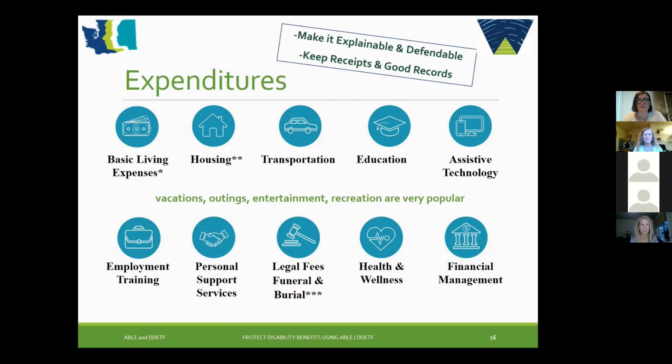With the ABLE program, you can buy basic living expenses like groceries, household supplies, and things like that. But with a special needs trust, you cannot. Because if you're collecting SSI, the caseworker will consider it in-kind support if somebody is buying groceries, either from the special needs trust or on behalf of the household. And as a consequence, that SSI monthly cash payment will go down.